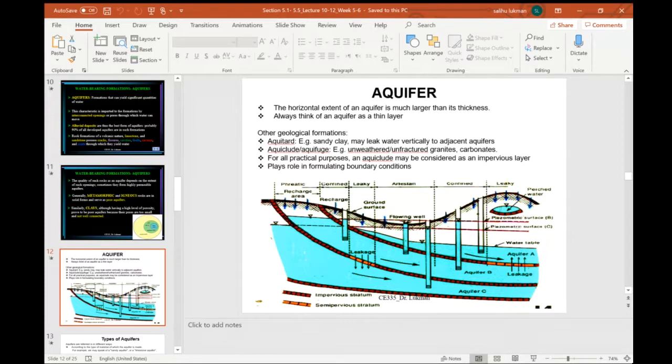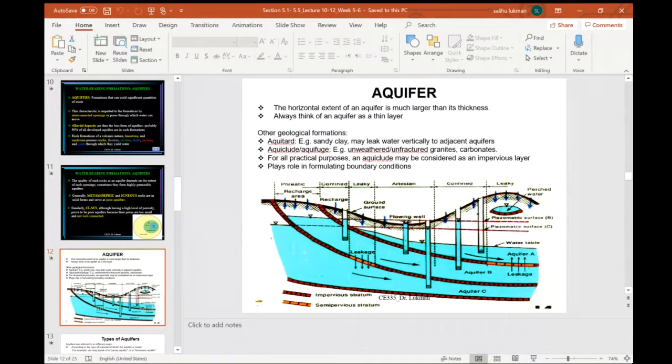For instance, the aquifer here at Hafr Al-Batin, we have the Dammam aquifer, all the way from Dammam, and from here it is 500 kilometers. So the horizontal extent of aquifers is much larger than their thicknesses. Always think of an aquifer as a thin layer.